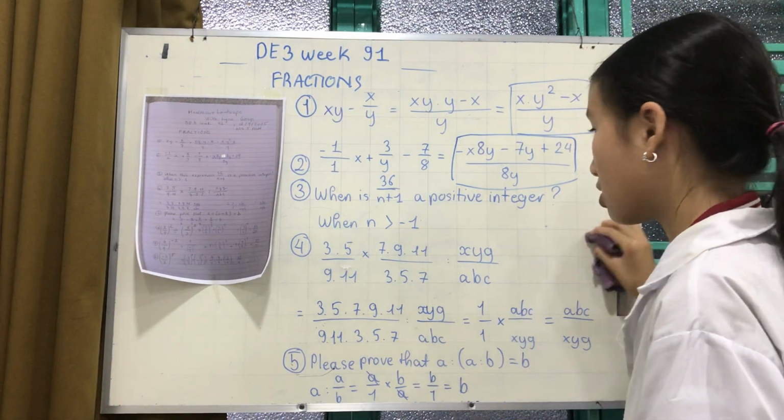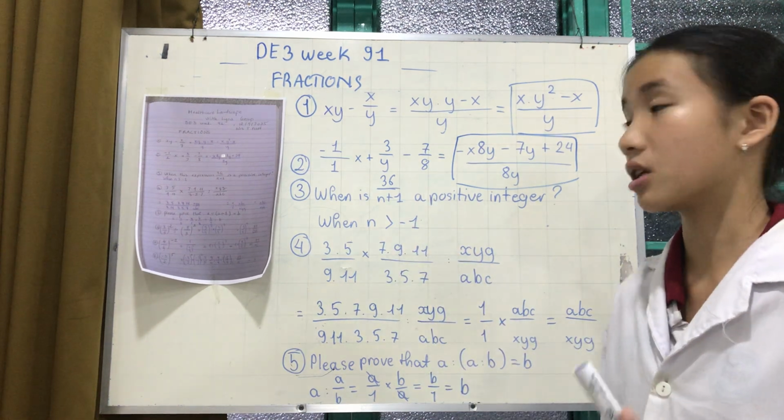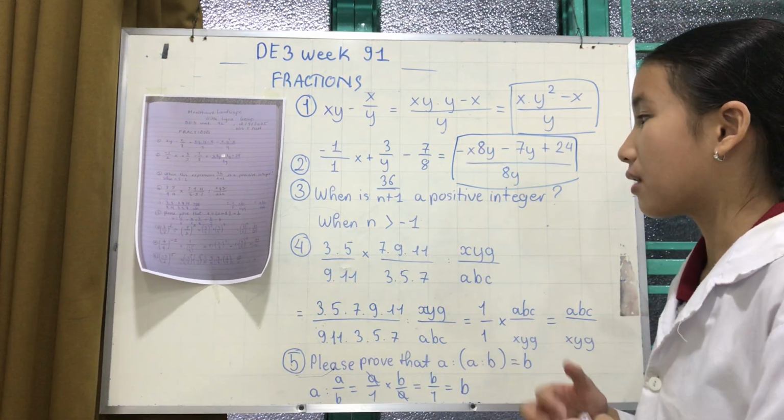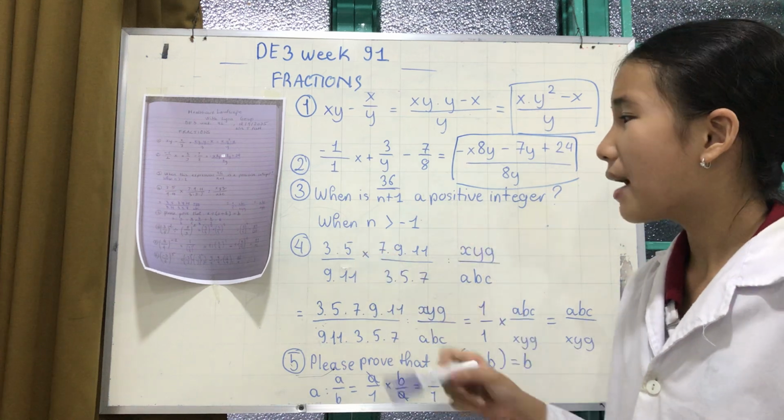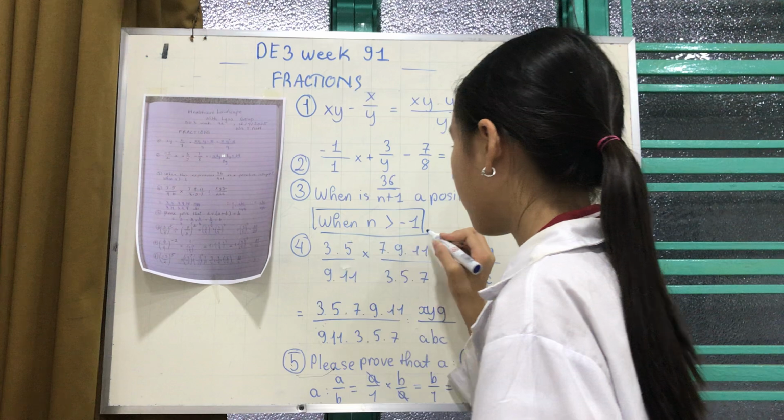We could take 0 because 0 plus 1 is 36 over 1, which is 36, and it is a positive integer. So my answer is when n is larger than negative 1.